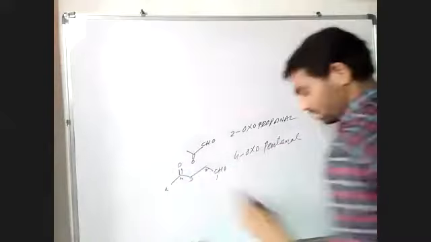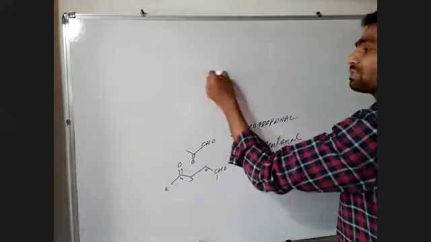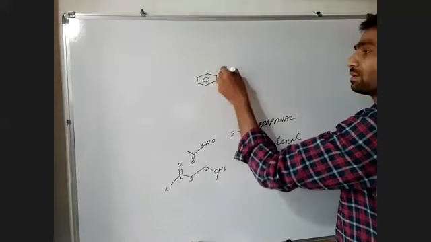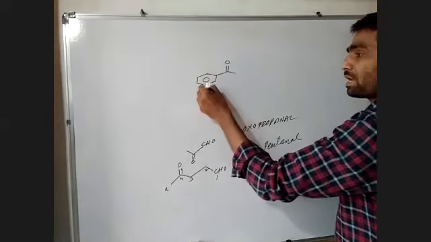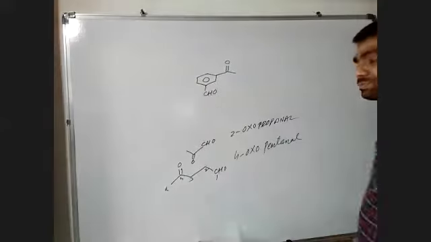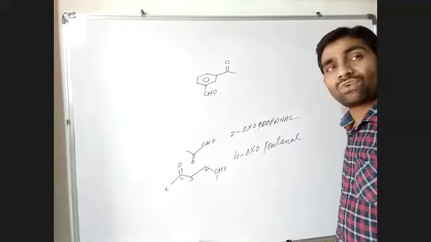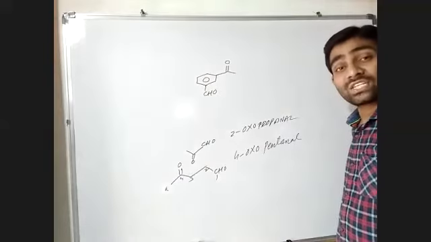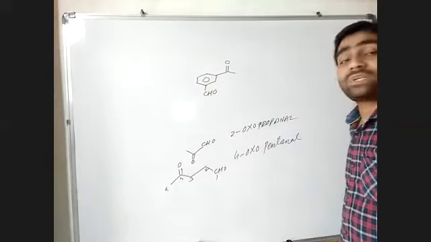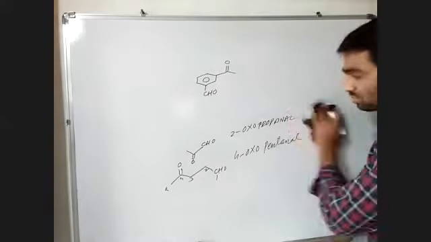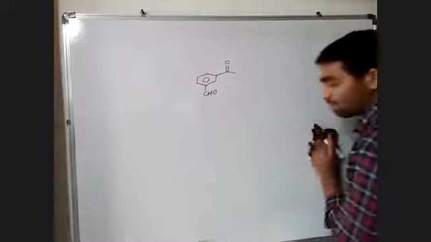Now, if you take this ring, and here I am having CHO. So now there are two functional groups on the ring. So there is a decision. There should be a decision for this compound. What decision will we take now?